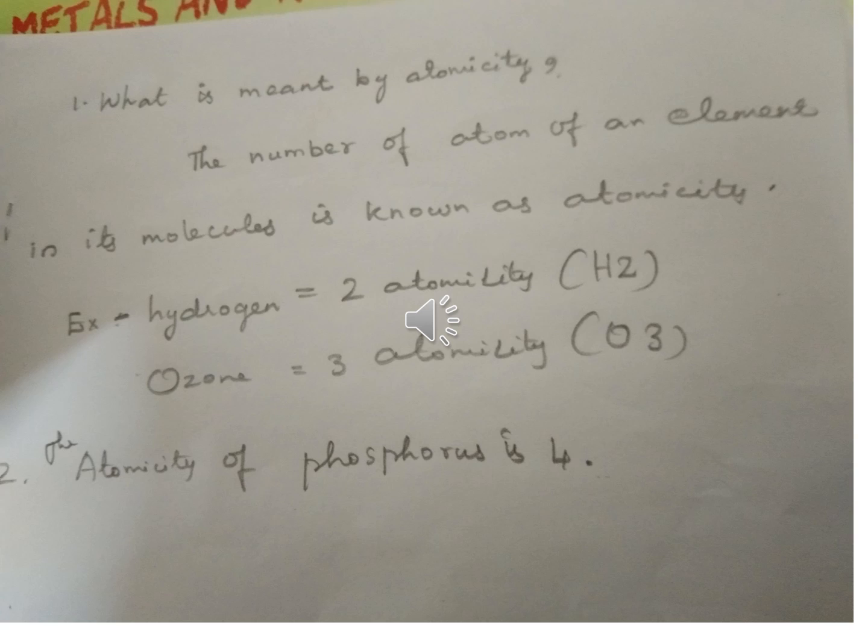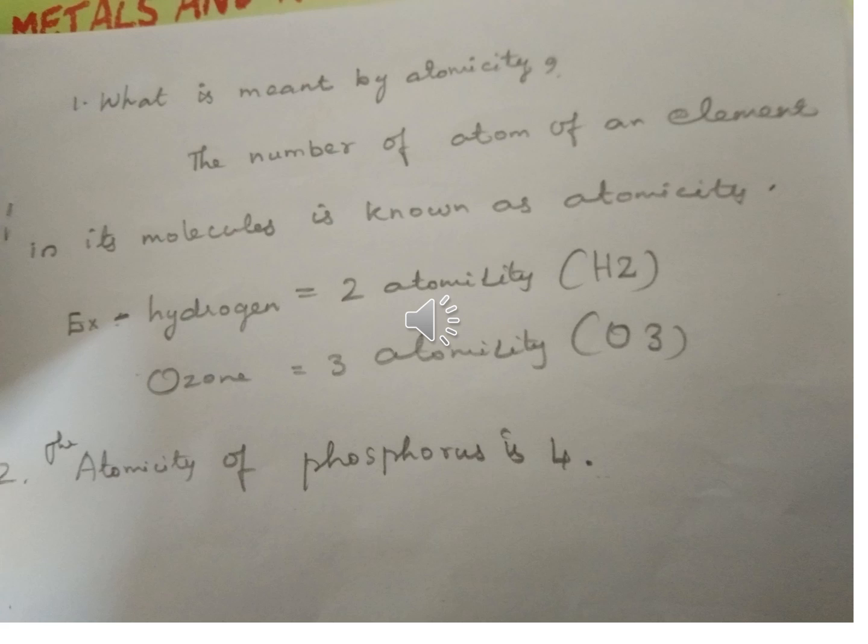Now I read this question with the answer again. You also read with me. What is meant by atomicity? The number of atoms of an element in its molecule is known as atomicity. Example, hydrogen is equal to 2 atomicity, within the bracket H2. Ozone 3 atomicity, within the bracket O3.